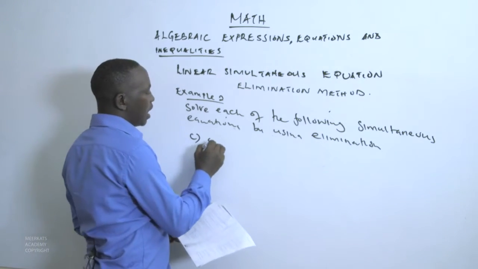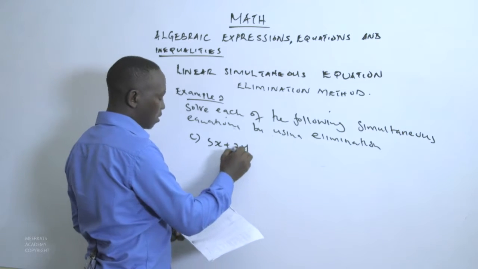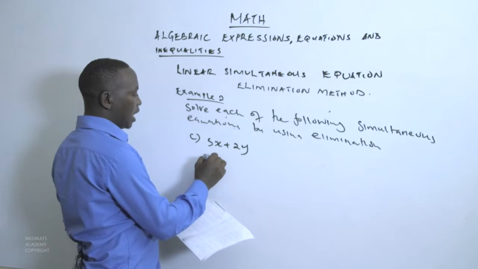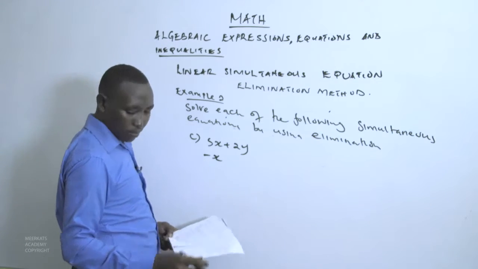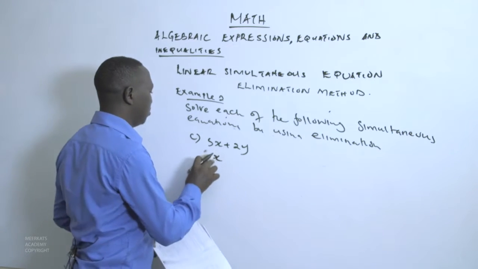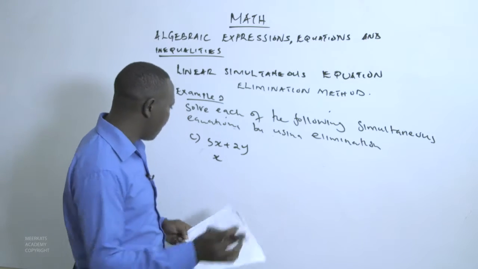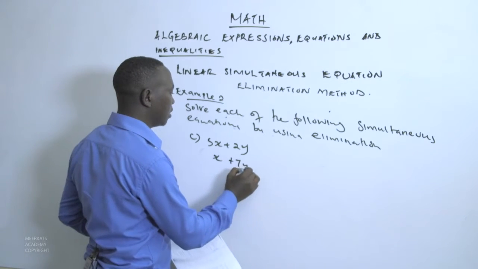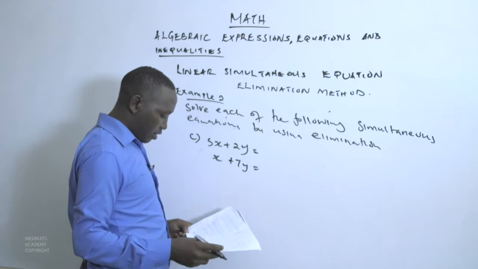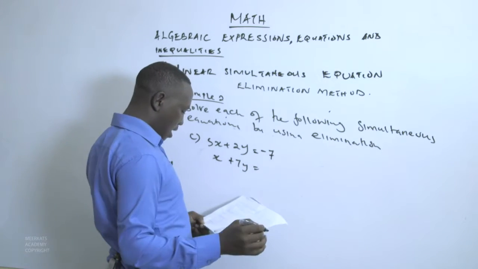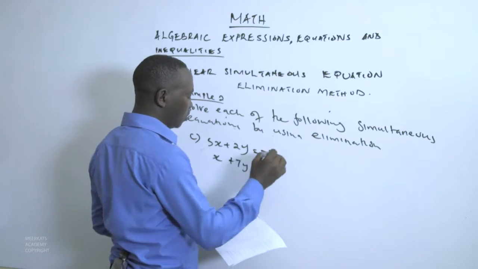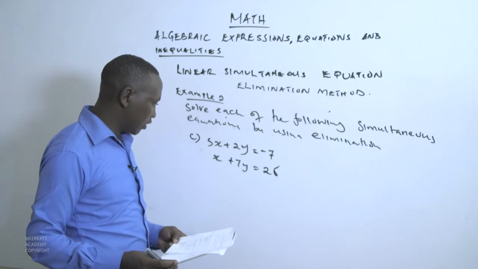5x plus 2y, -x, now this is simply x, plus 7y. The first equation is equivalent to -7, and this other one is equivalent to 25.